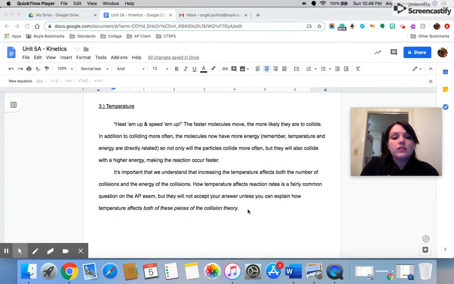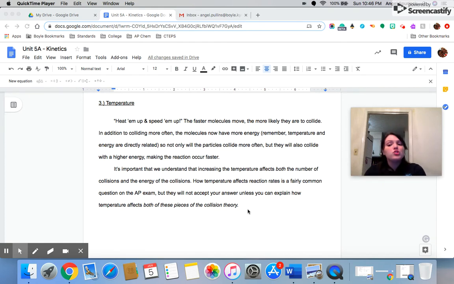The third thing that's going to affect our reaction rate is temperature. Heat 'em up, speed 'em up. It's my favorite thing my kids last year liked to say. Heat 'em up, speed 'em up. When you increase your temperature, you give your molecules more energy. That means they're going to move faster. If they're moving faster, they're going to collide more often, okay? Think about it like if you've got 2 3-year-olds in a room and they're just walking, they're not very likely to run into each other.